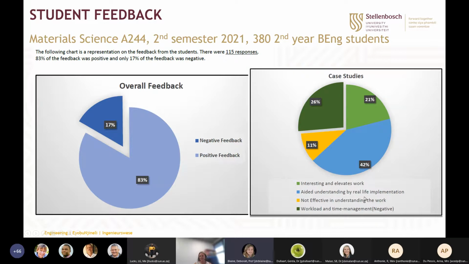For the case studies in particular, I think over here, 21% of the feedback said that it was interesting and it elevated the level of work. 42% of the feedback said that it aided understanding by real life implementation. 11% said that it didn't help them understand the work, and a quarter of the feedback was that it was difficult for workload and time management. So it is difficult, it is a lot of content, but if I look back at previous years and how we've been trying to integrate this and the success we had since getting to this stage of the implementation, I definitely think that it was worth it.